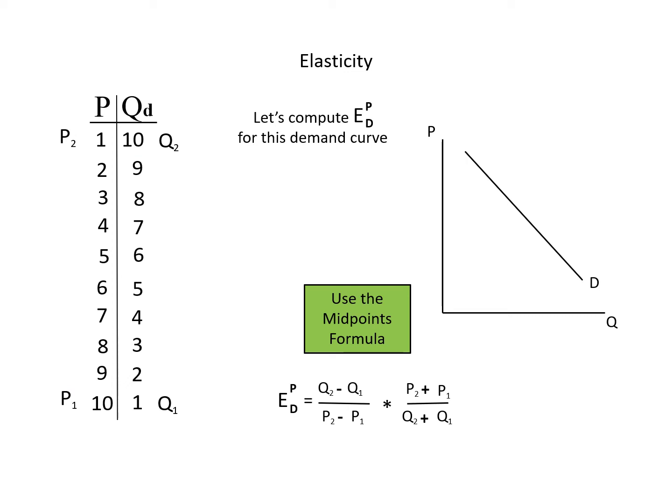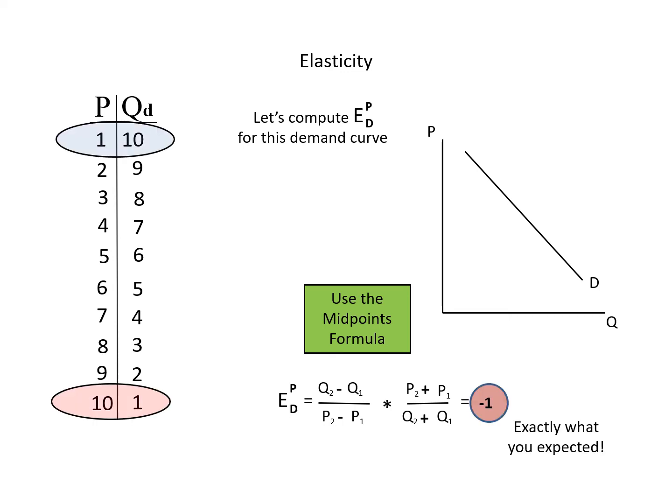Here is the midpoints formula. It's the ratio of the difference in quantity relative to the difference in price multiplied by the ratio of the sum of the prices divided by the sum of the quantities. The derivation of this formula and the reason behind its derivation is explained in the lecture notes section of Module 4, entitled, surprisingly enough, the midpoints formula. Make sure you read and understand that essay.